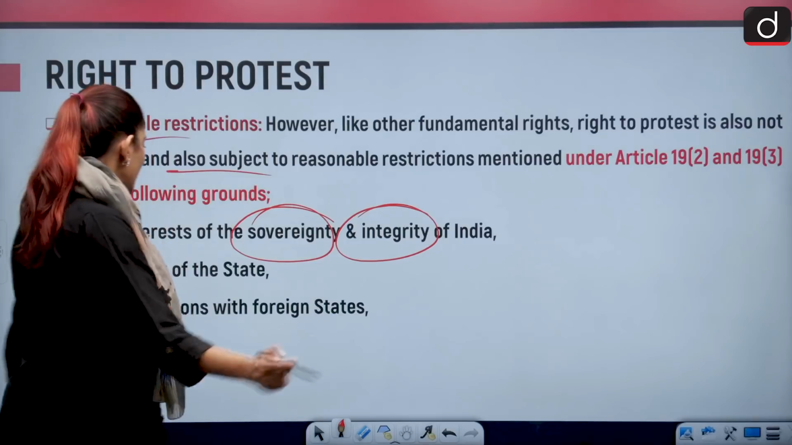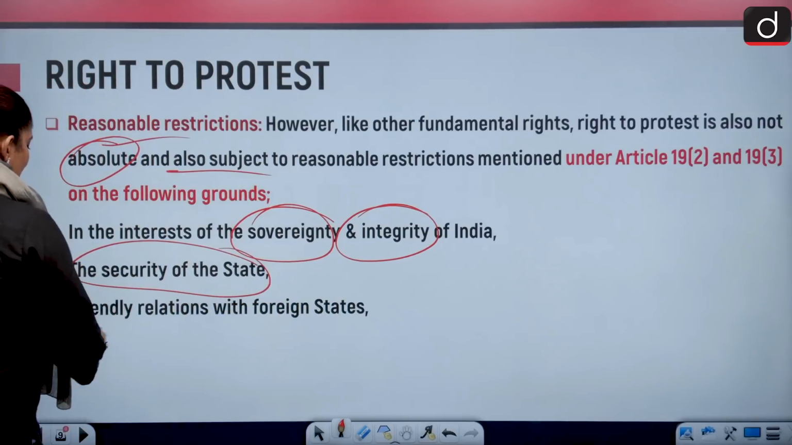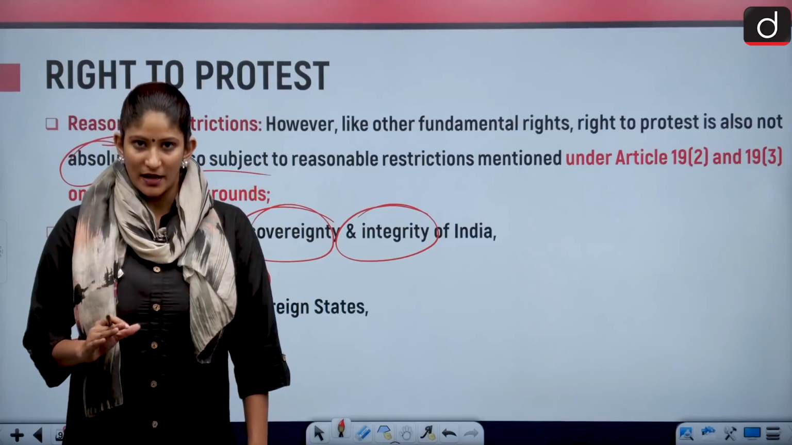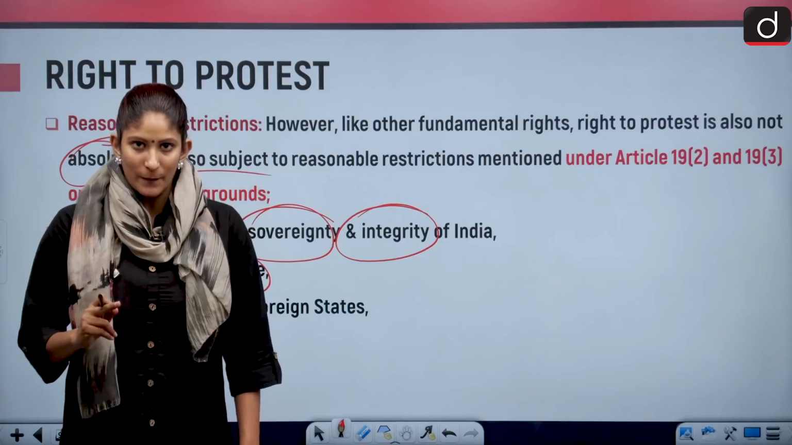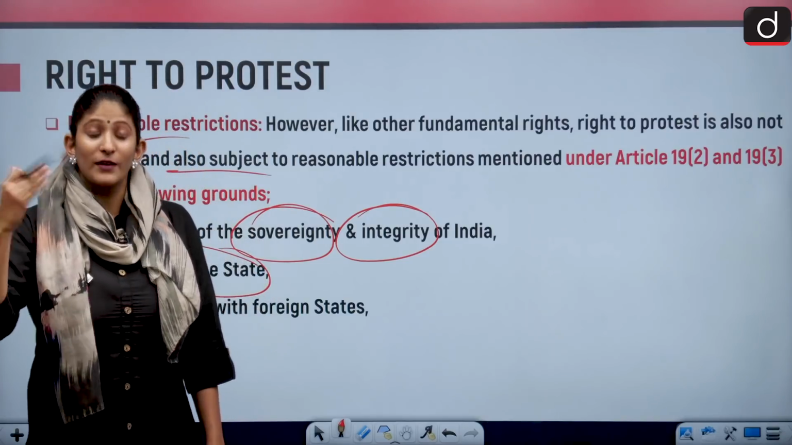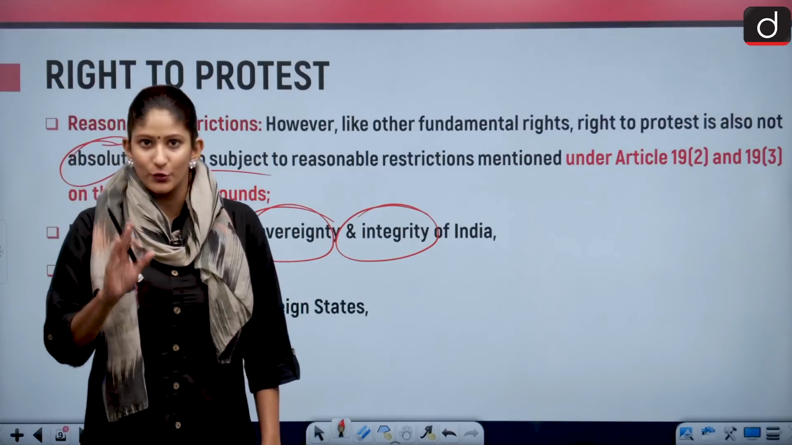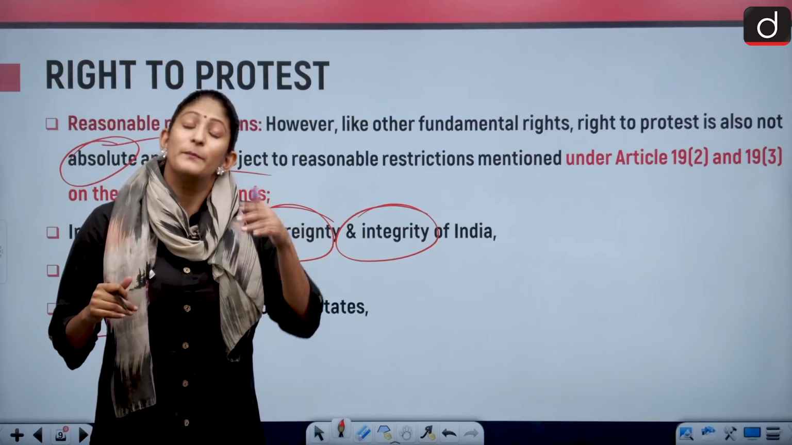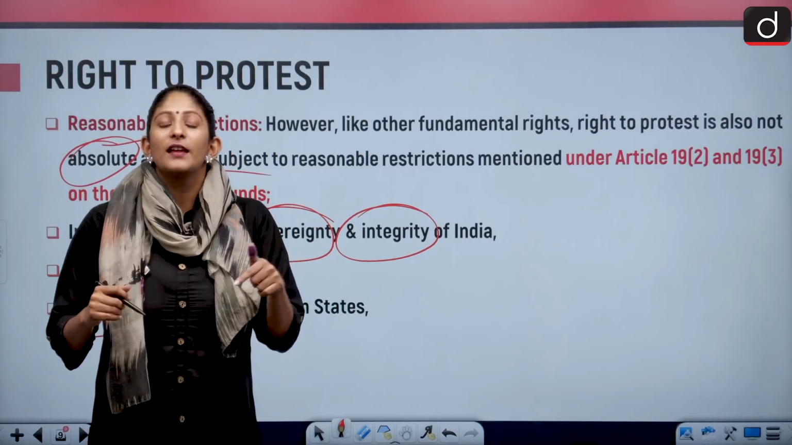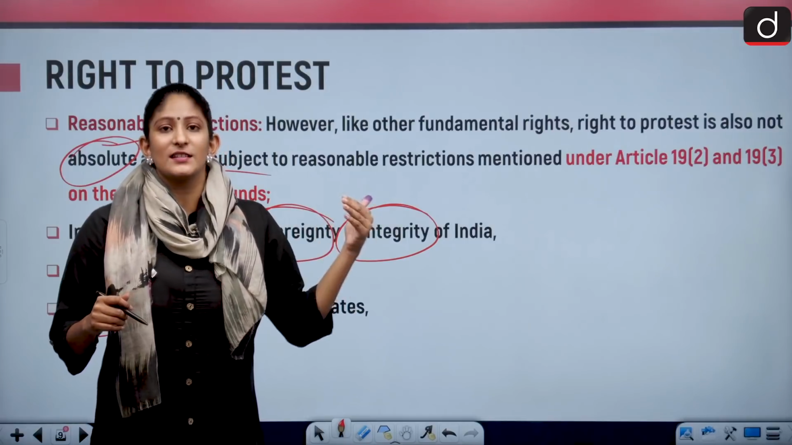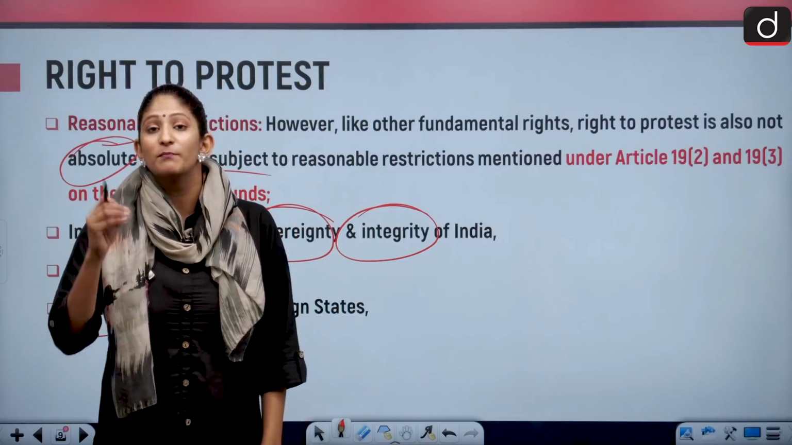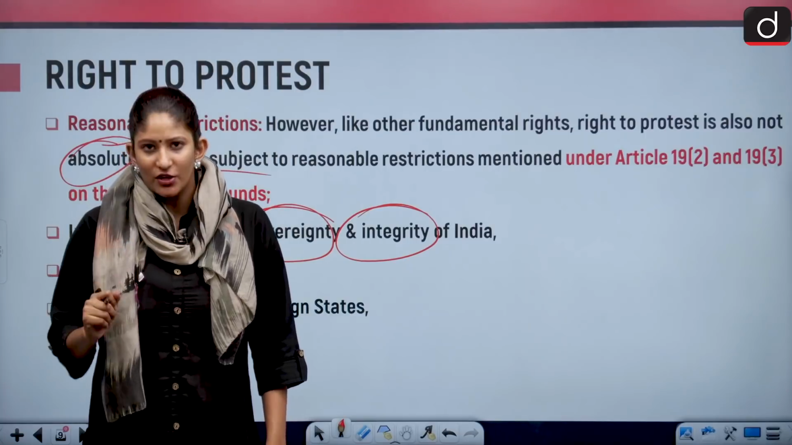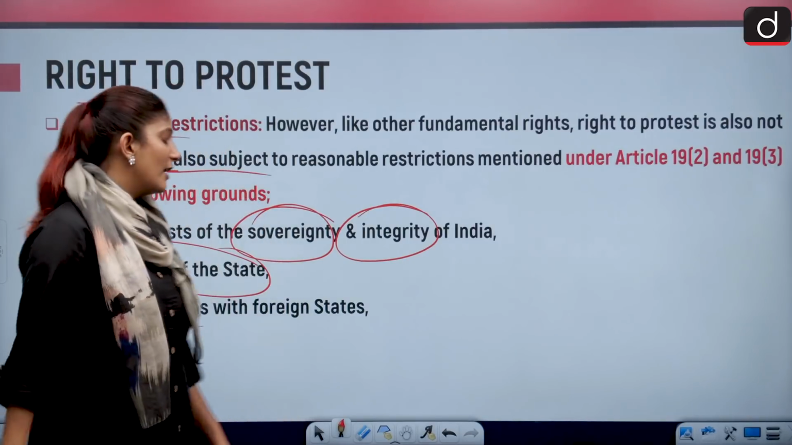Okay, again, the security of state and friendly relation with foreign states. I should not behave in any sort of manner which will cause an issue to any state, foreign state, with which India has good relation. I cannot protest, and I can peacefully, but not in a very blatant and abrupt and of course bold manner against any country, so that eventually it will lead to deterioration of relations. Keep this also in mind.